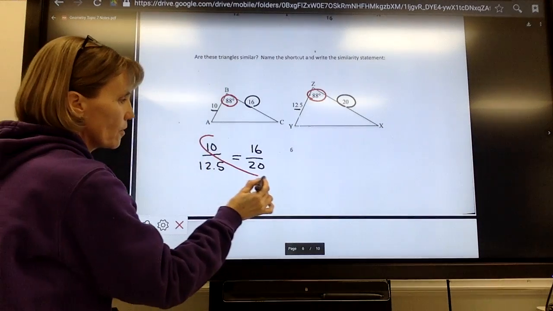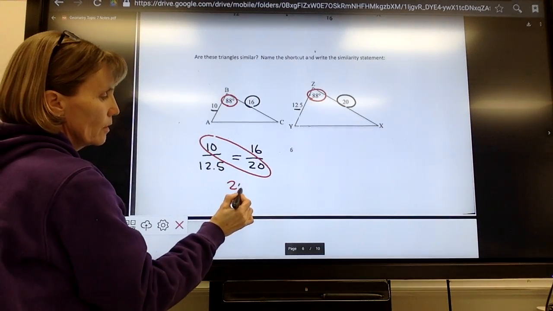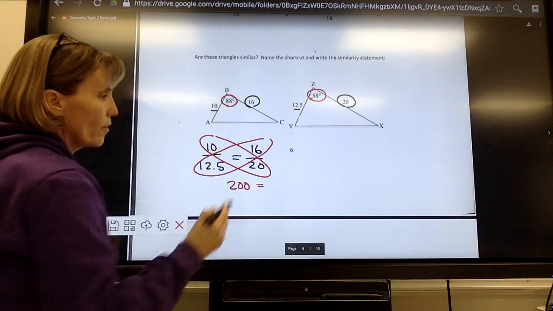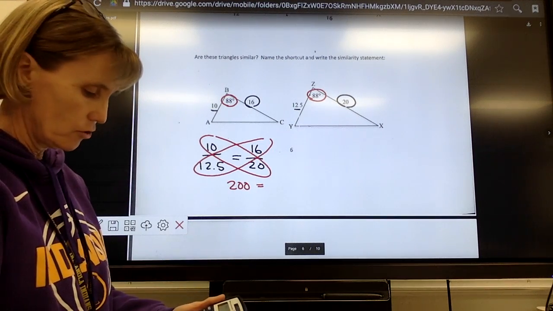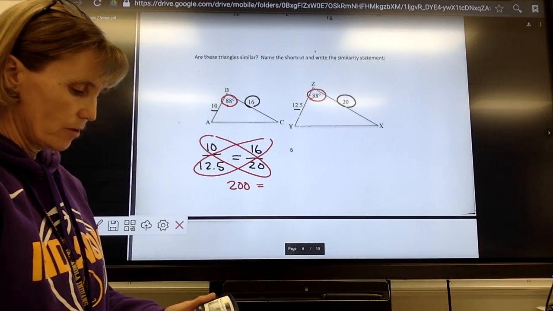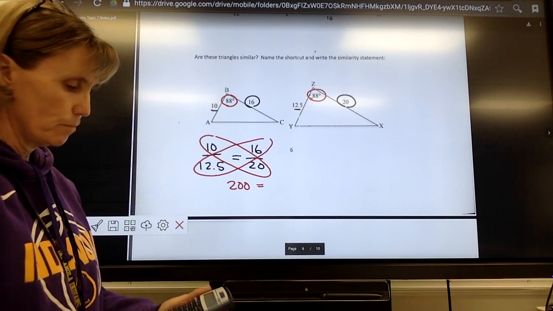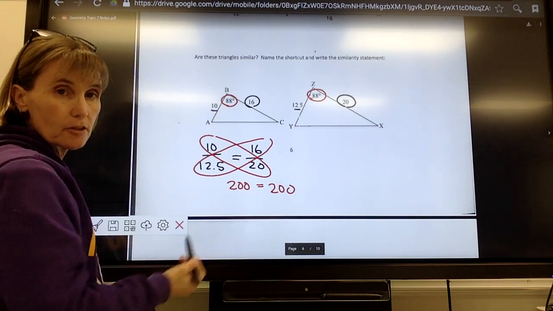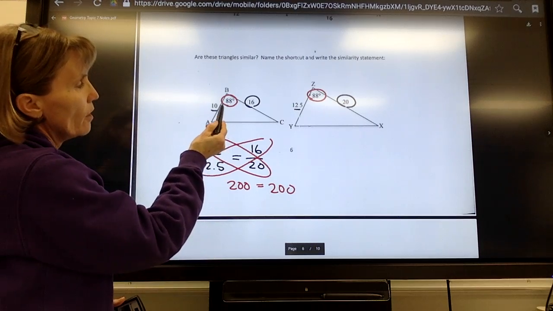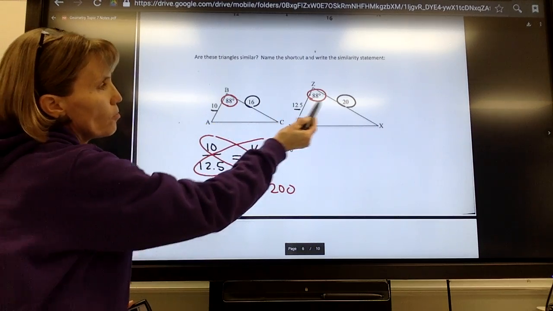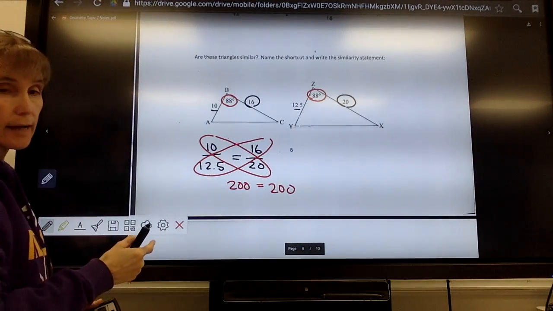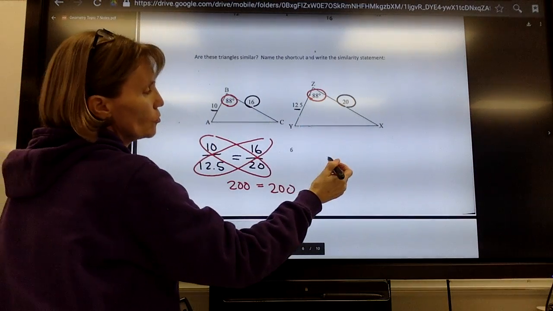Okay, I'm going to look at the cross products. So 10 times 20 is 200. Is that equal to 12.5 times 16? That one I'm going to do. 12.5 times 16. Now that equals 200 also. So that's in the same proportion because those are equal to each other. So we have sides that are proportional and we have the angle in between. So I would say that yes, these two triangles are similar to each other.